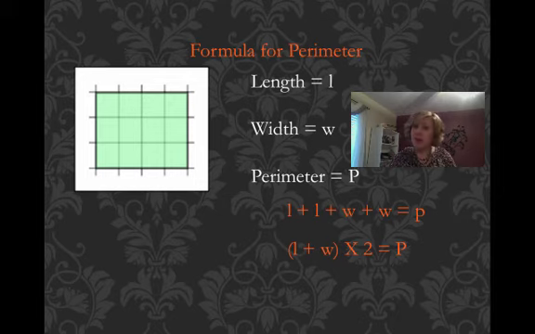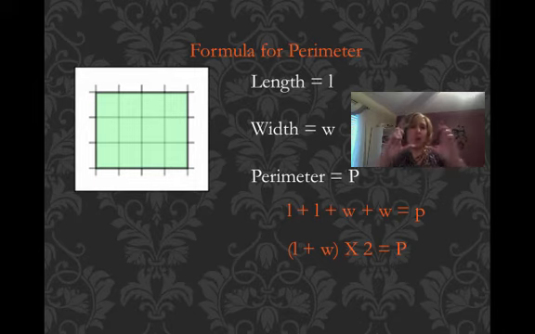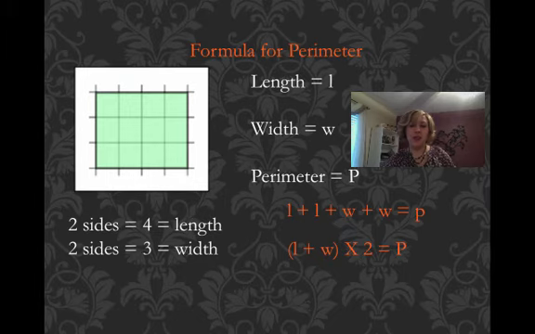Well, remember what we learned last time about pink monkeys drive automobiles speedily? That's what we're going to do first before we multiply that whole thing twice. So in this case, we have two sides that have a length of 4, and we have two sides that have a width of 3.